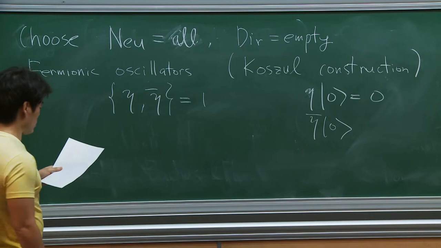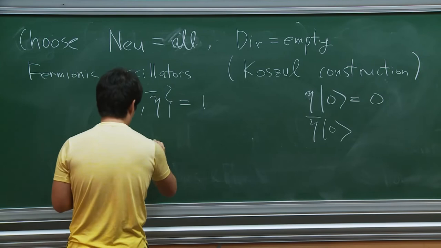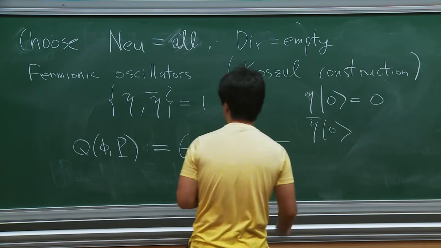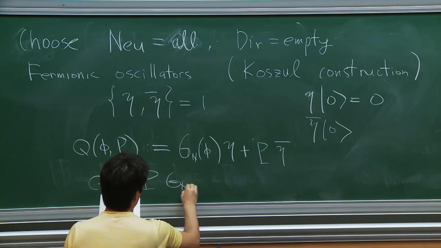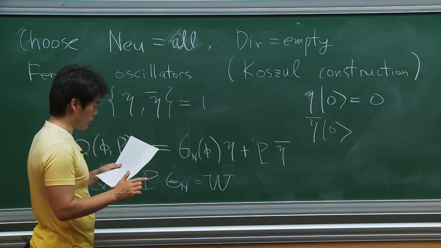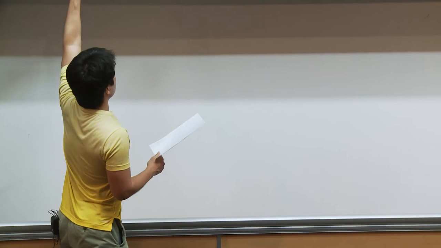And then as matrix factorization, let us consider Q equals G times eta plus P times eta bar. Then it's easy to see that Q squared is P times G_n, so this is the superpotential times the identity operator. Good. And then you can assign appropriate gauge and R charges so that the conditions on the matrix factorizations I described yesterday are satisfied.